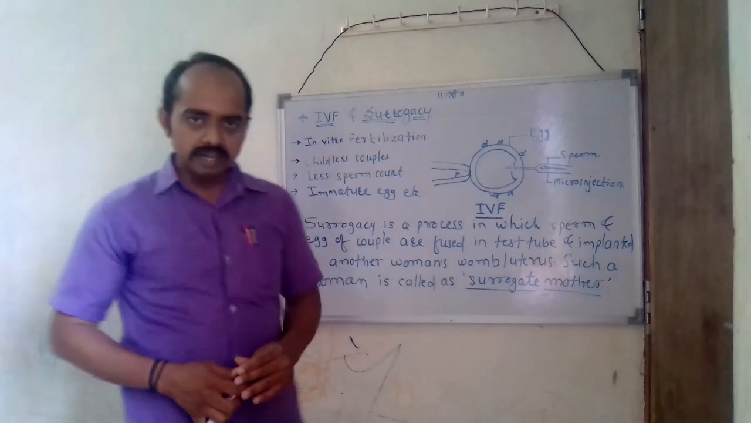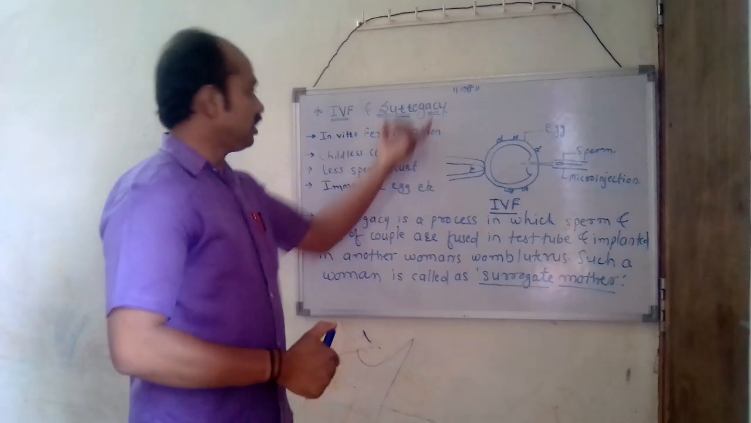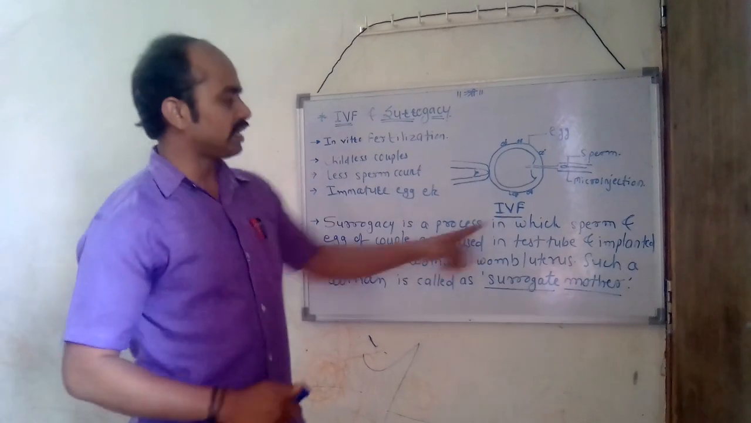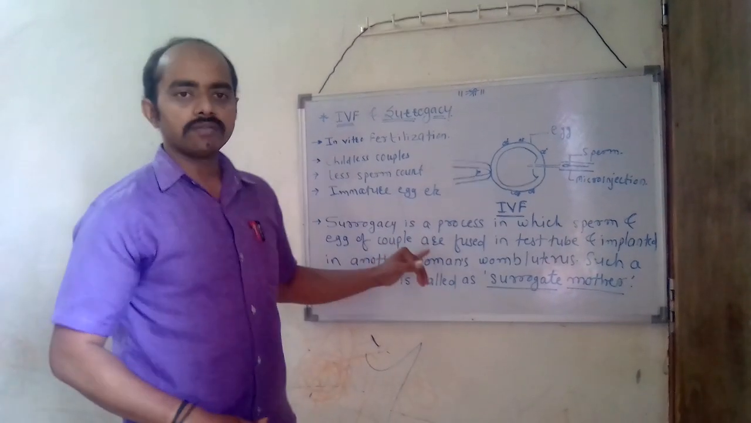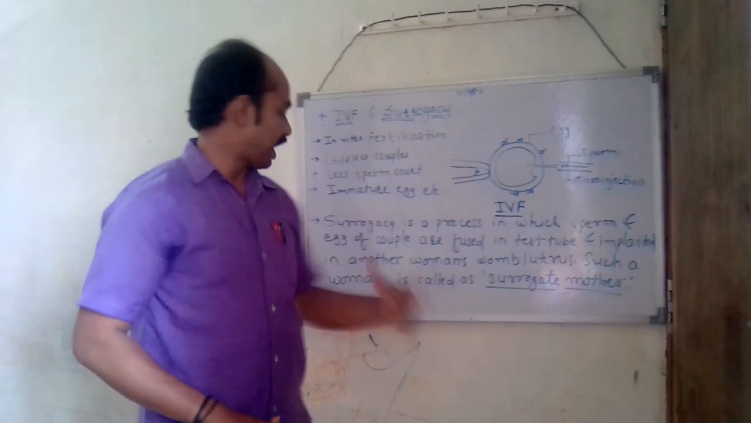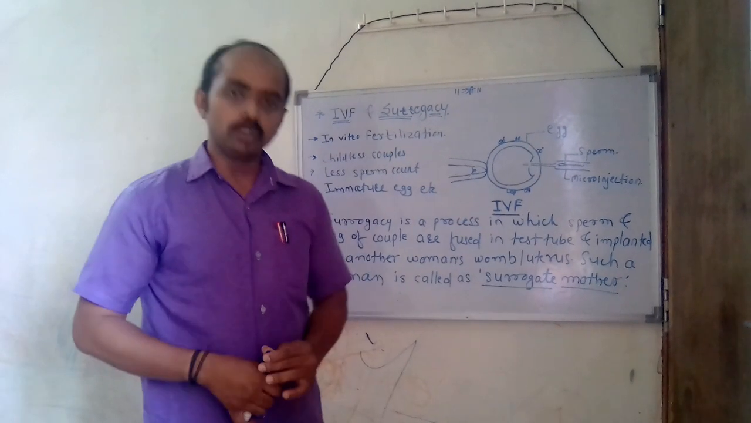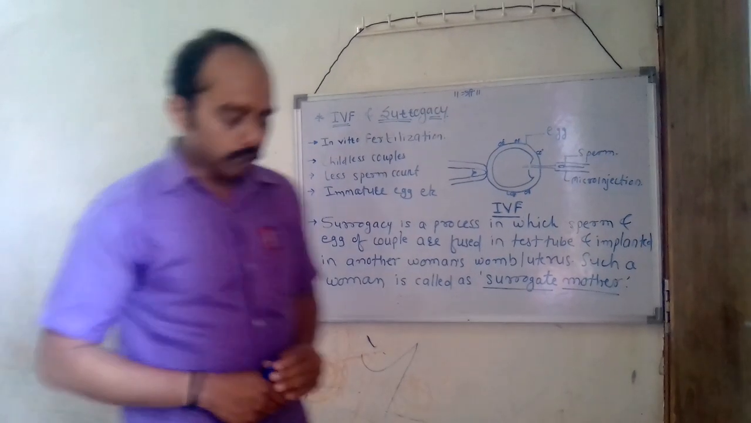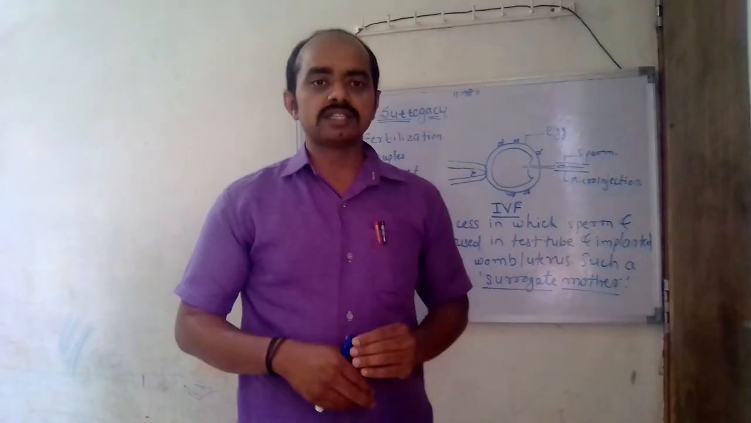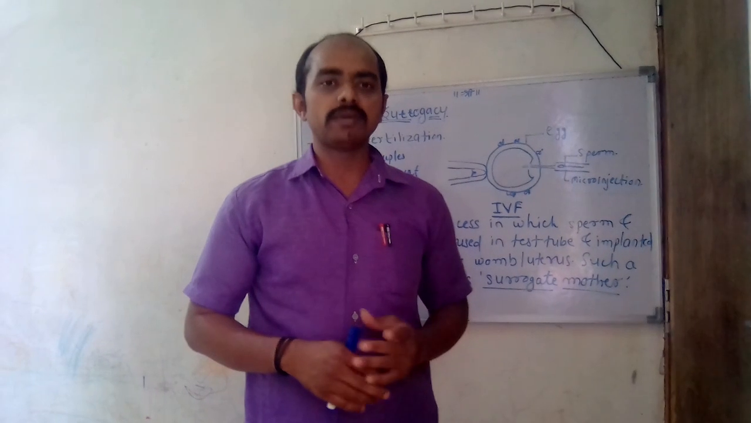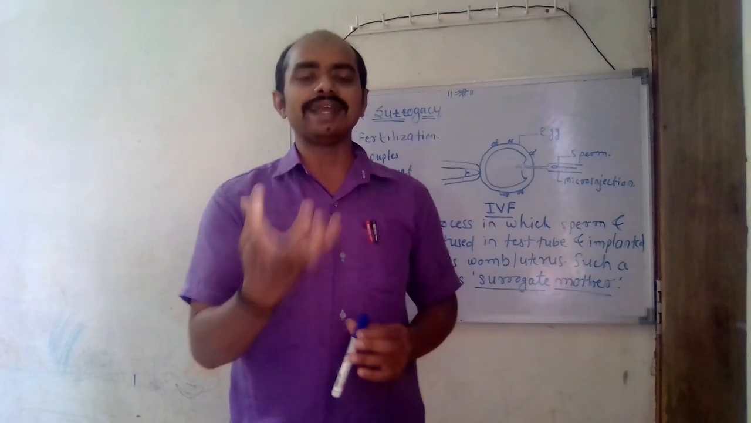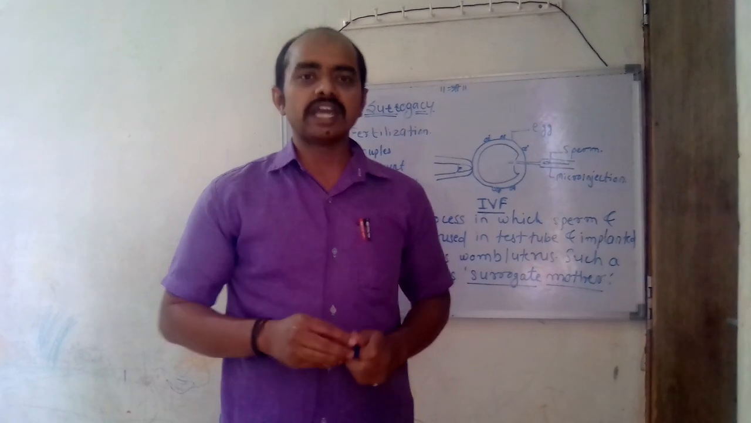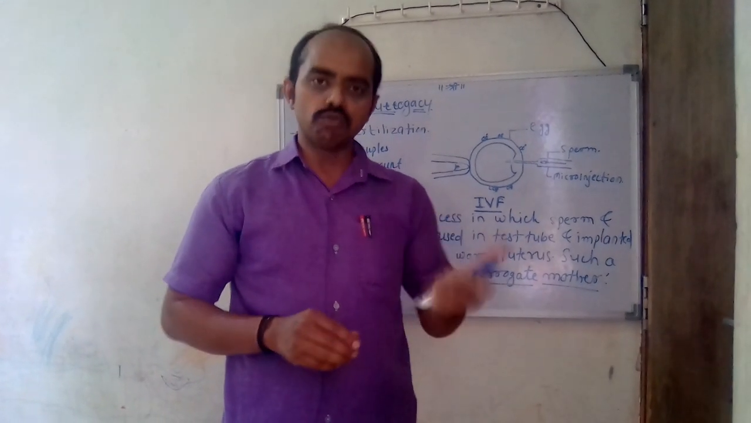Then another topic related to in vitro fertilization is known as surrogacy. So friends, what is meant by surrogacy? Surrogacy is a process in which the sperm and the egg of a couple are fused in a test tube and implanted in another woman's uterus or womb. I would like to tell you that there are some females who are not capable of holding a proper and healthy uterus. Because of that, the zygote cannot mature or grow in that particular woman's womb.